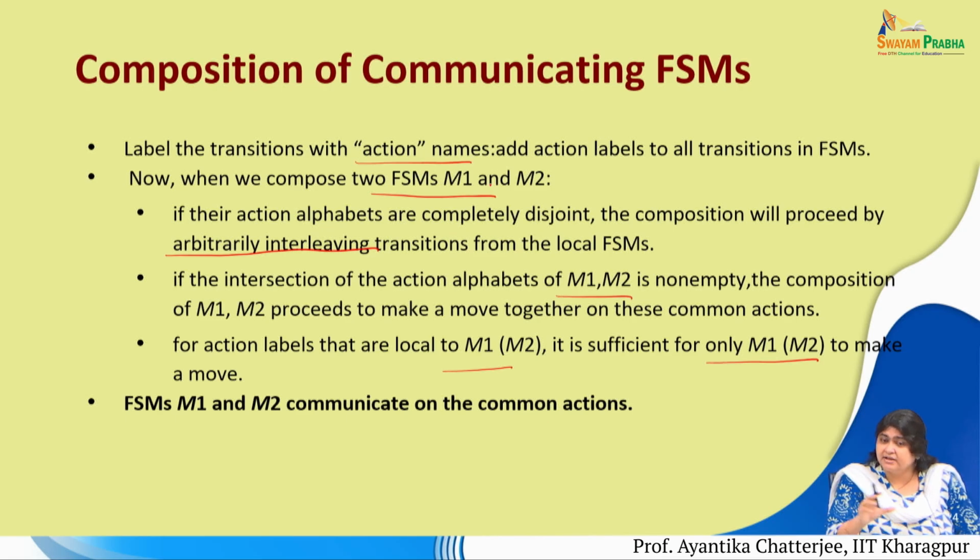If for local FSMs these actions are disjoint, or restricted to that local FSM, then only one of them, either M1 or M2, can make a move. So, let us understand whatever we have discussed so far with one example.